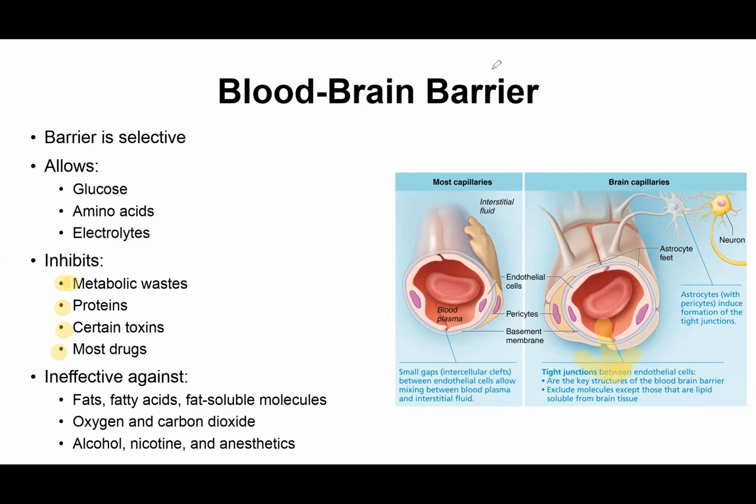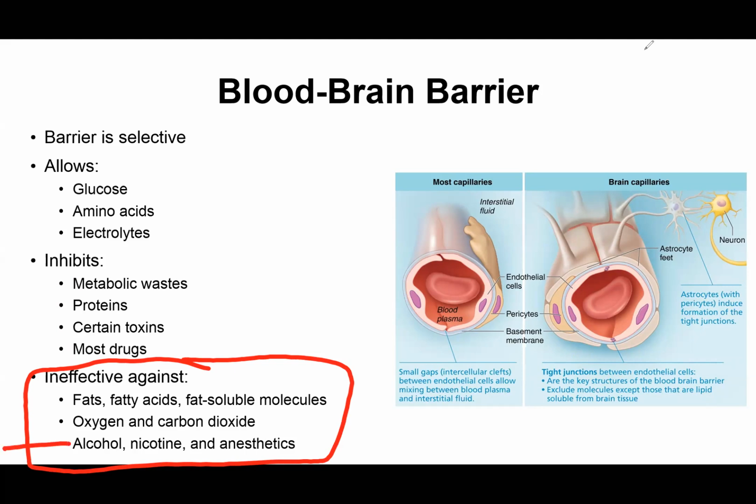Unfortunately, the downside of all this is that there are certain substances that it's just completely ineffective against. And so the blood-brain barrier is ineffective against fats, fatty acids, and fat-soluble molecules, oxygen and carbon dioxide, and also alcohol, nicotine, and anesthetics. Okay, so this is something that's good to know.